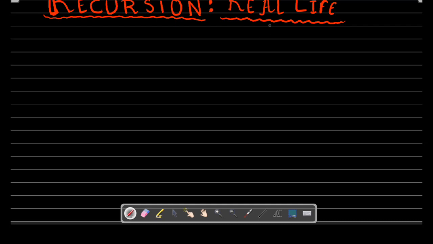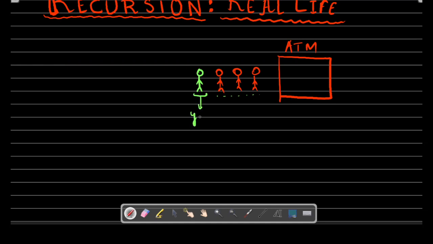So let's suppose you want to visit an ATM to withdraw some money, and there is a queue of people standing outside the ATM waiting for their turns. So suppose this is the ATM, and there are several people standing in a line, waiting to access the ATM, and then you also come and join the same line, right? You also join the same queue at the end. Now there are people already waiting to access the ATM, and this green person is you. So you have just joined this line, and you are waiting for your turn at the ATM.